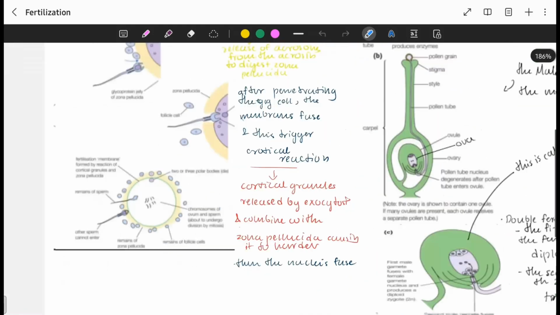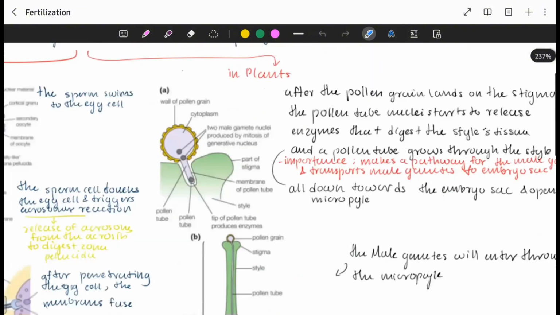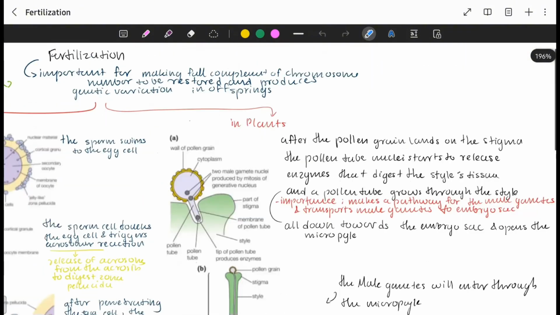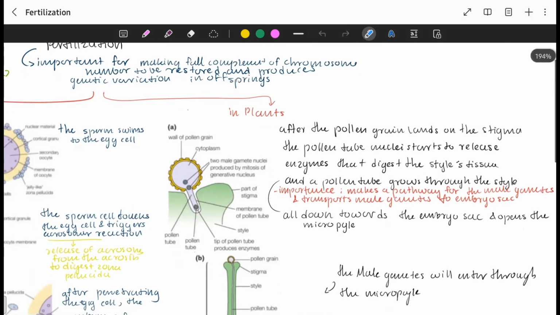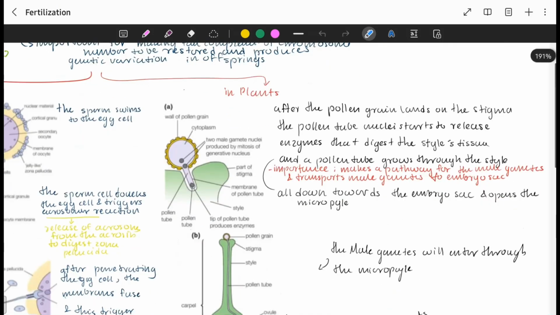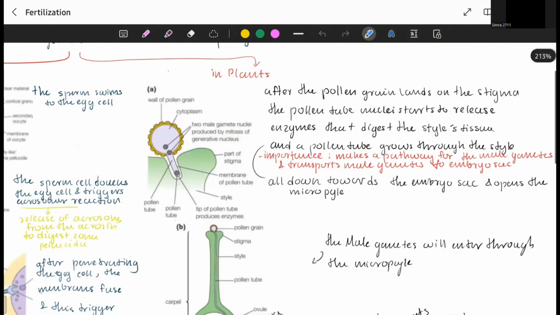For plants, we know the pollen grain will land on the stigma, and the pollen tube nucleus will start to release enzymes and digest the style's tissue. The pollen tube will go through the style, and that makes a pathway for the male gamete to go to the embryo sac, okay?